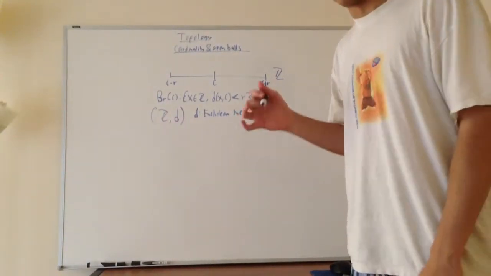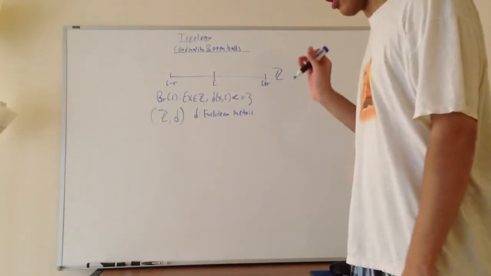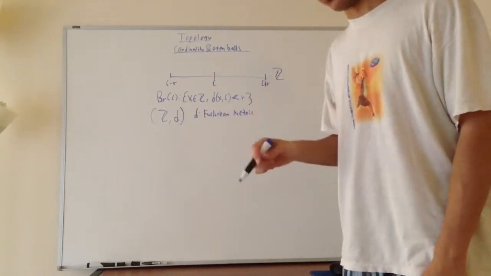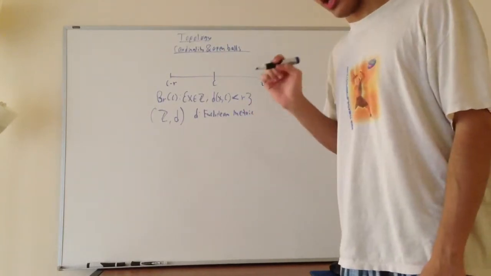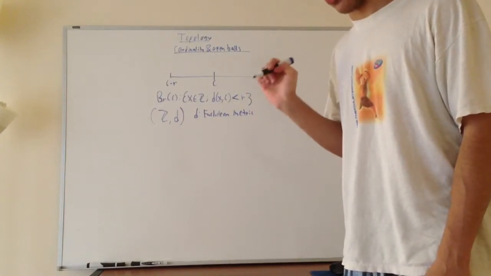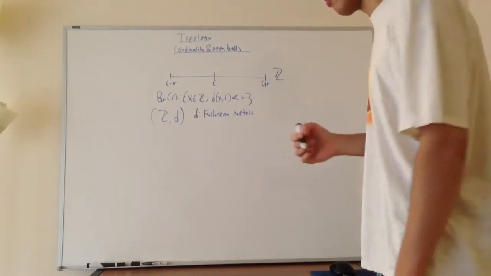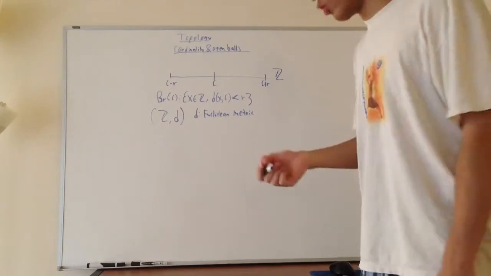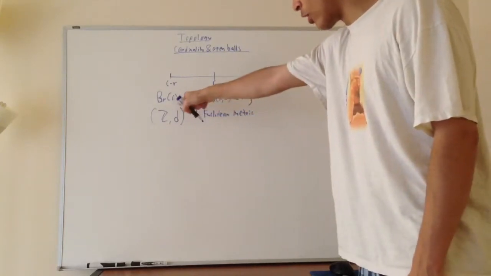Okay, so this video will be a continuation of my topology playlist, and I'll be talking about the cardinality of open balls. We're going to take a look at what happens when we try to draw open balls around a point in the integers, and what happens when we try to draw open balls around a point in the real numbers.